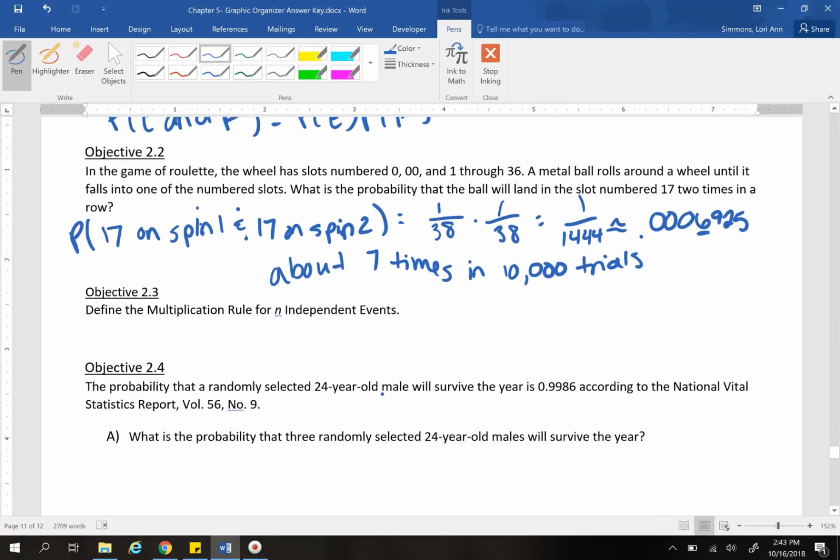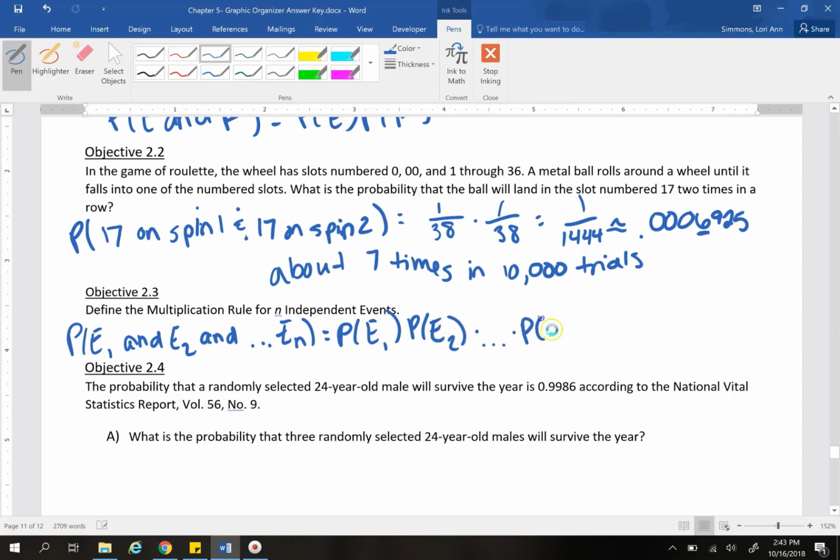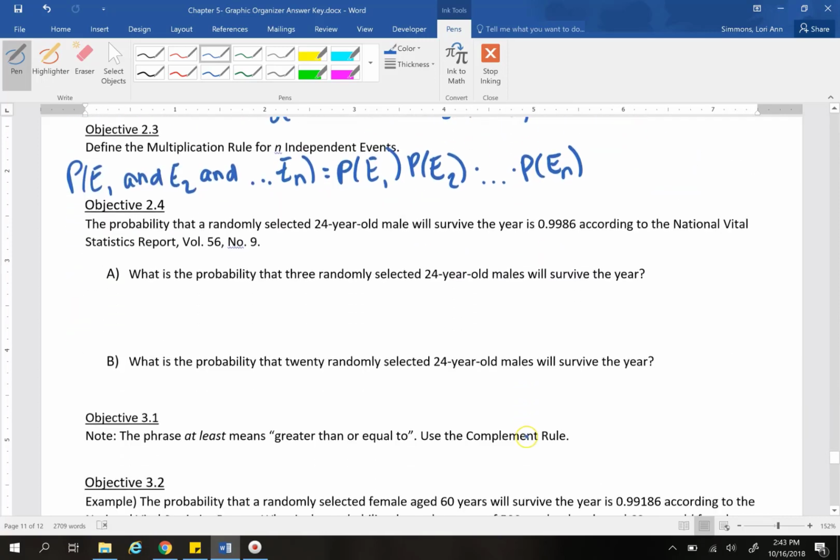Find the multiplication rule for n independent events. So up above we just did 2. What if we had more than 2? Take the probability of E1 and E2, all the way up to E sub n. That's the probability of E1 times the probability of E2, and so on. So basically, you're just going to multiply all the probabilities together. Let's look at an example.